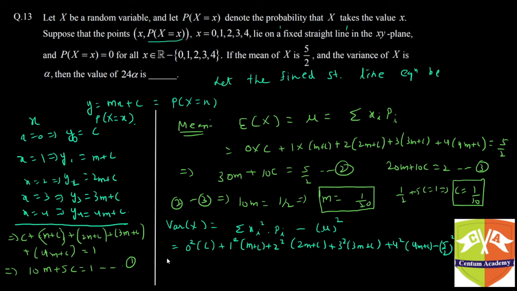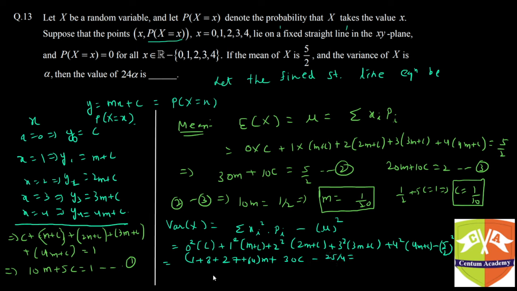That is my complete variance. Alright then, let's calculate it. This is 0, this is directly 1 cube plus 2 cube plus 3 cube plus 4 cube times m. So 4 cubed is 64. Let me write it: 1 plus 8 plus 27 plus 64 times m plus 1 square plus 2 square plus 3 square plus 4 square times c. That turns out to be 30. So plus 30 times c minus 25 by 4.